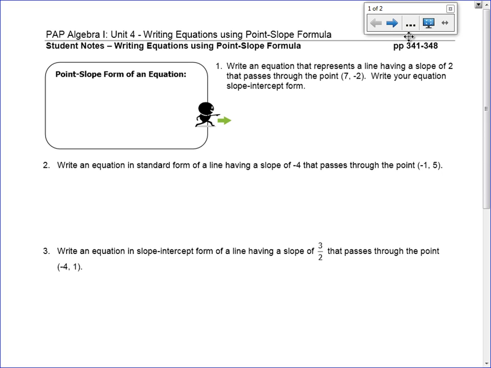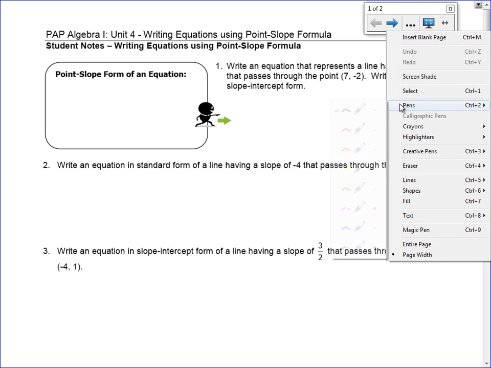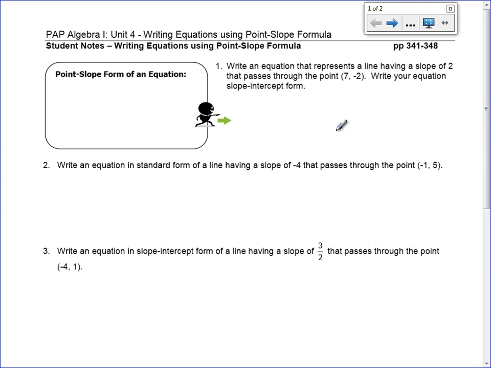And like the name says, in order to write an equation in point-slope form, you have to have a point and you have to have the slope. Any point will do, but you still have to have a point. Now this is what point-slope form looks like. y minus y1 equals m times x minus x1. And it's just a formula.